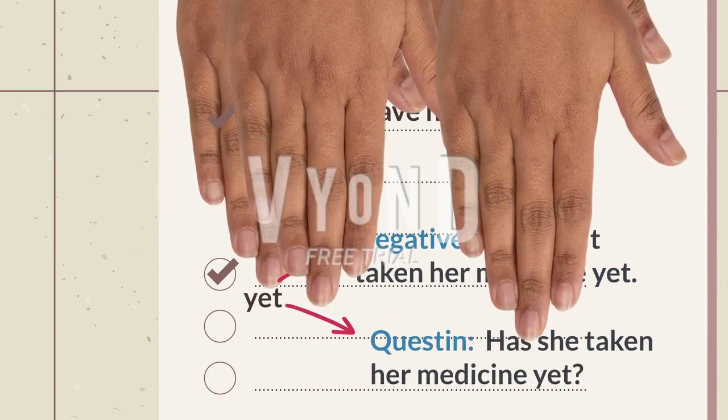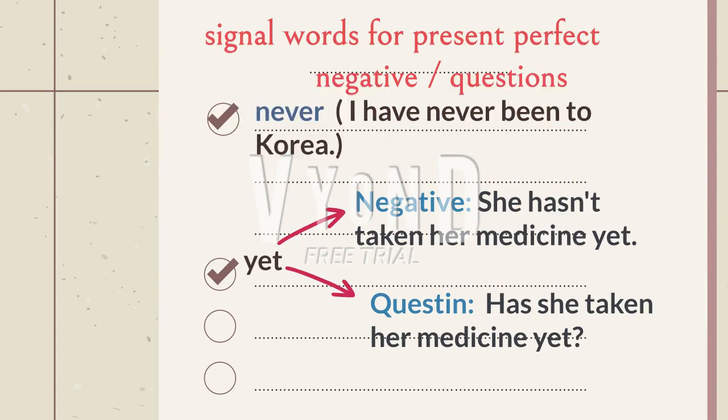As in the examples here, she hasn't taken her medicine yet. Make sure that yet comes at the end of the sentence. And also it comes at the end of the question. Has she taken her medicine yet?